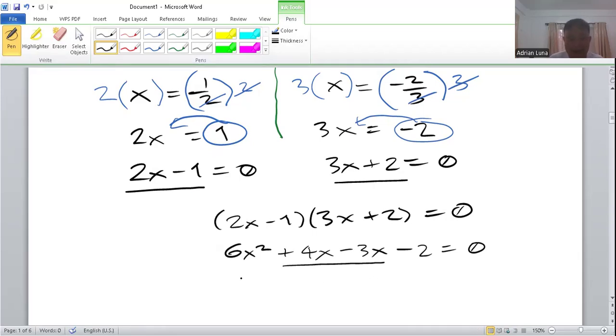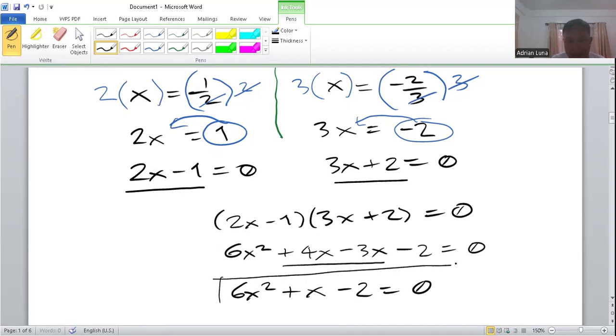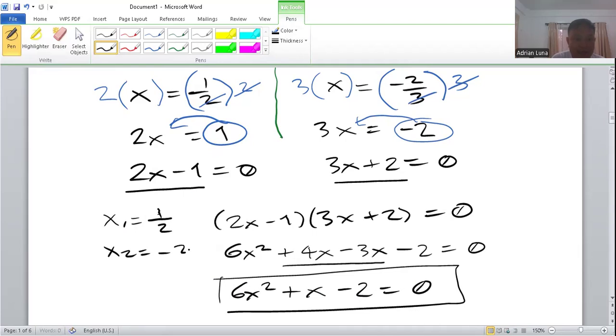So simplifying, we have 6x squared. 4 minus 3 is 1. So positive 1 times x, we have plus x minus 2 is equals to 0. So we're going to check. So ito na yung quadratic equation. Given yung roots, x of 1 is equals to 1/2. And yung x of 2 is equals to -2/3. So the value of A is 6, value ni B is positive 1, and value ni C is -2.